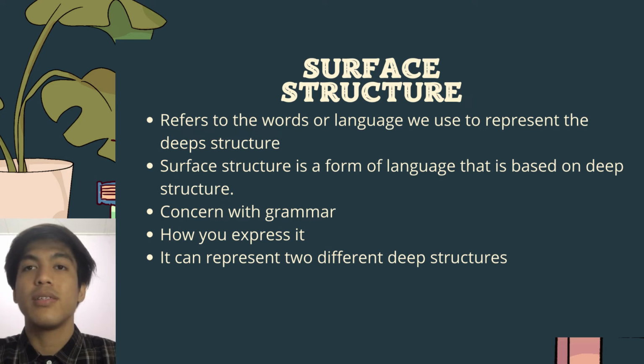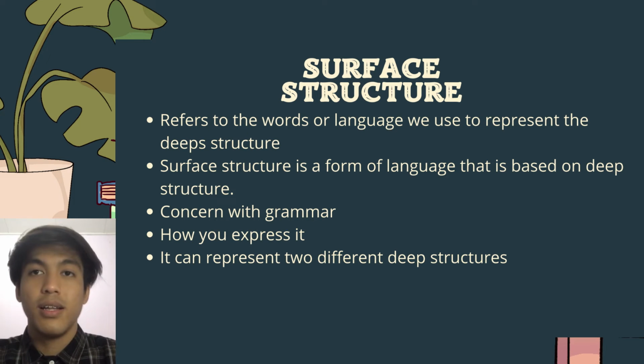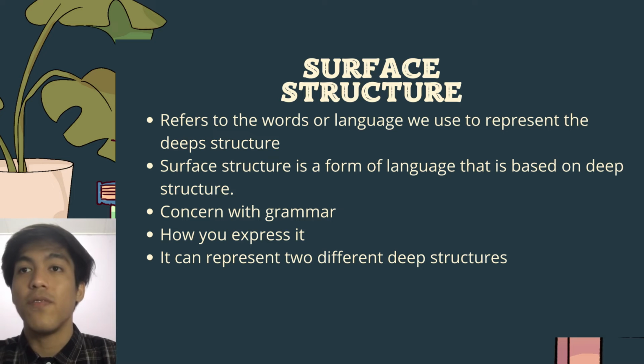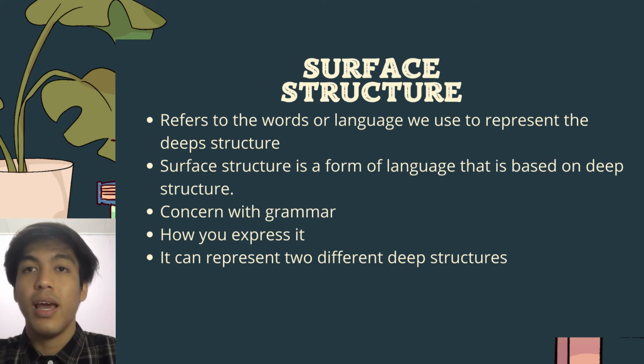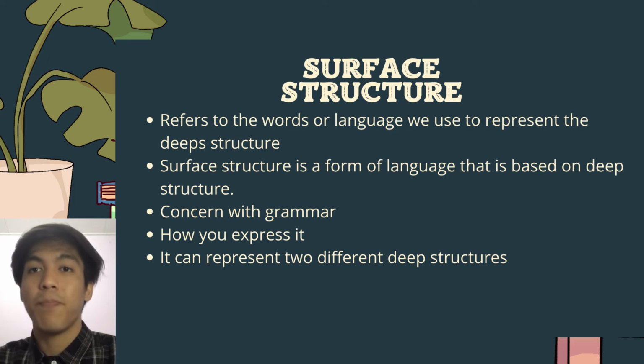Okay, so right now I'm going to explain a little bit about the surface structure. Okay, so the first one is surface structure refers to the words or language we use to represent the deep structure. Surface structure is a form of language that is based on deep structure. It is also concerned with grammar and how you are going to express it. And the last one is it can represent two different deep structures.